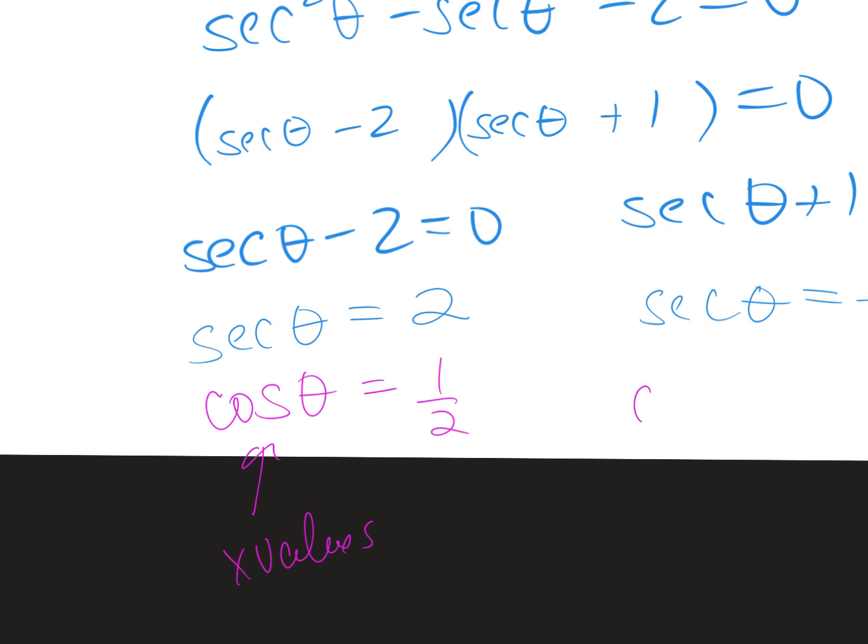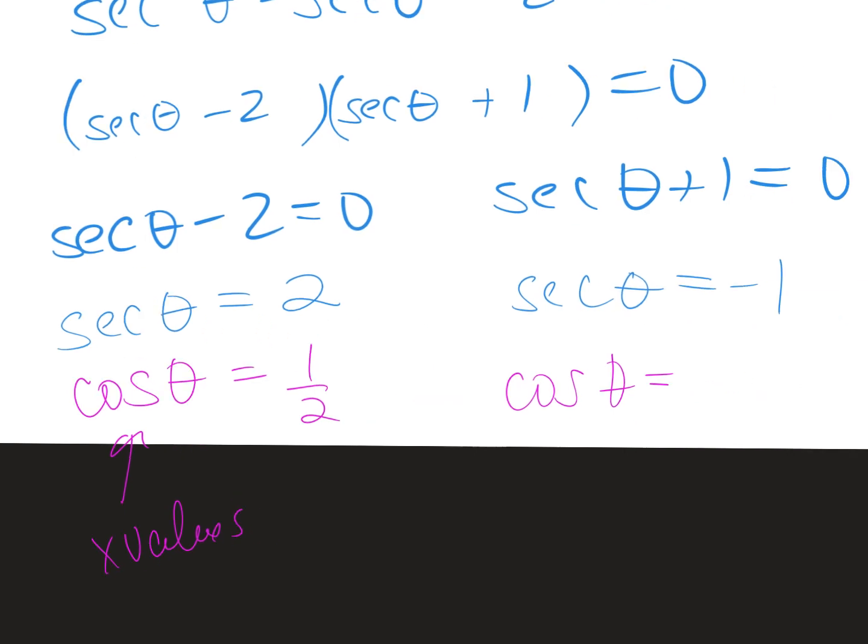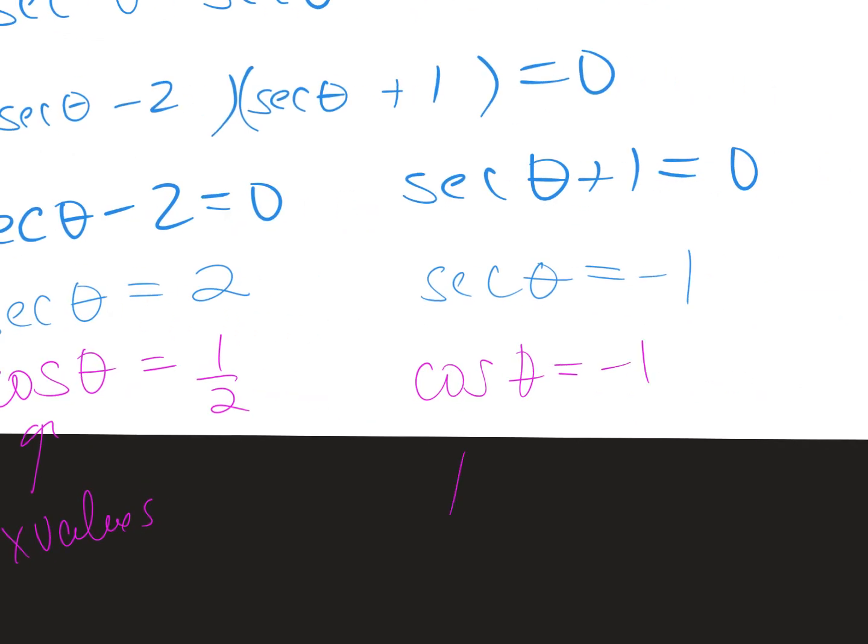Over here, this is cosine, right? And if I flip negative 1, what does that become? Still negative 1. So you're looking for all the x values here that are negative 1. So your answer should be whatever, 7 pi over 3, whatever the equivalent is of the angle.